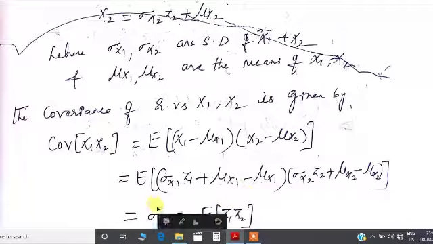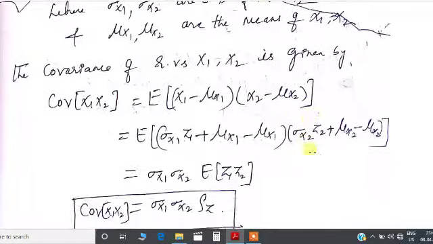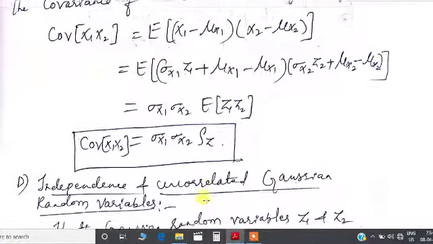I told you how to simplify this expectation by multiplying and then combining like terms, then operating the expectation term by term, which gives sigma X1 sigma X2 times the expectation of Z1 Z2. The expectation of Z1 Z2 is nothing but rho Z. Therefore, the covariance of X1 X2 is equal to sigma X1 sigma X2 times rho Z.